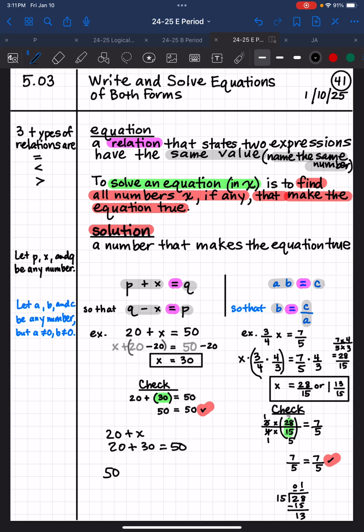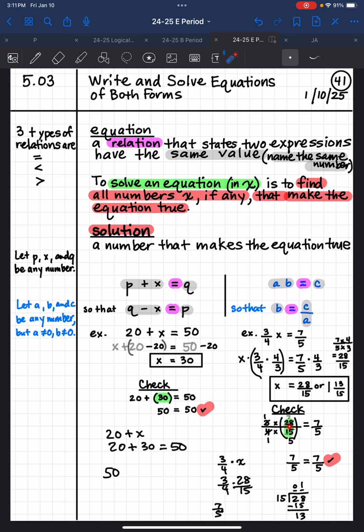So the first expression is this one right here, 3/4 times x. So I'm going to write that here, 3/4 times x. And the other expression is 7/5. So I'll write that right down here. Now I'm going to see, does x indeed equal 28/15? So I'm going to substitute x with 28/15. And I do that right here. And you can see the work here.